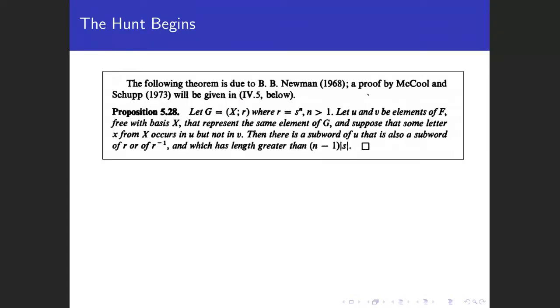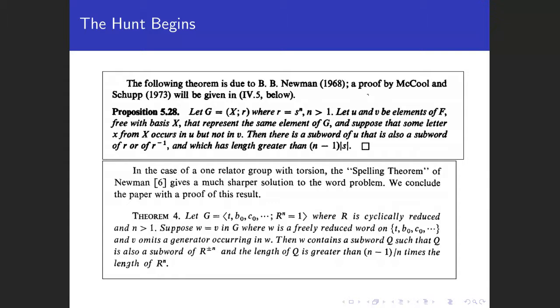So to start with my hunt, I decided to look in all the standard references about combinatorial group theory. There's two books called Combinatorial Group Theory, and both of them are very good for this sort of stuff. So looking at the first one, you see a statement of this theorem, and it's attributing something to B.B. Newman, and that a proof by some people called McCool and Shoup is given below. And looking at that reference, you see some statement of some spelling theorem of Newman. But these people don't claim that their proof is how B.B. Newman originally proved it.